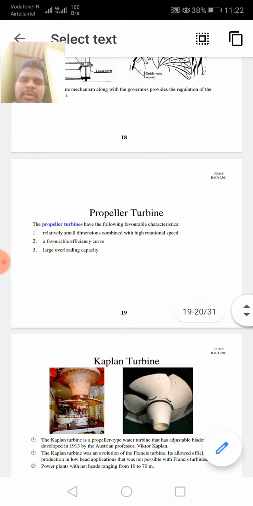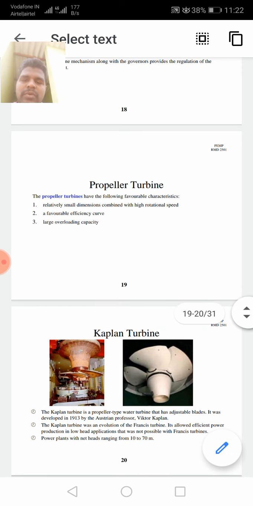Next one, propeller turbine. The propeller turbine has the following favorable characteristics: relatively small dimensions combined with high rotational speed, a favorable efficiency curve, and third, a large overload capacity.